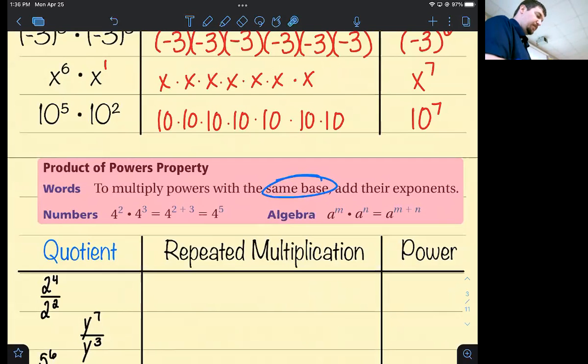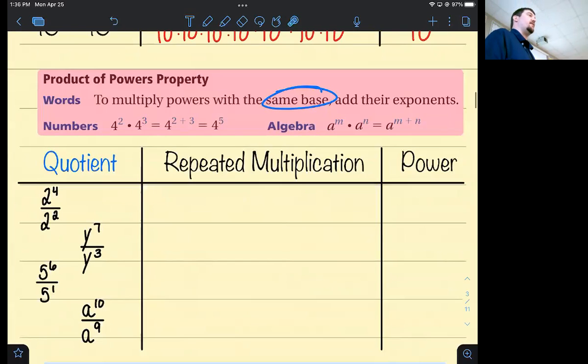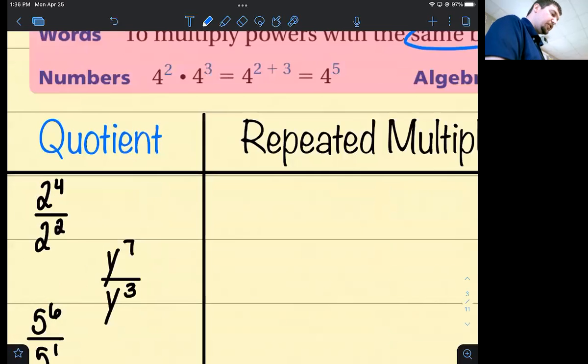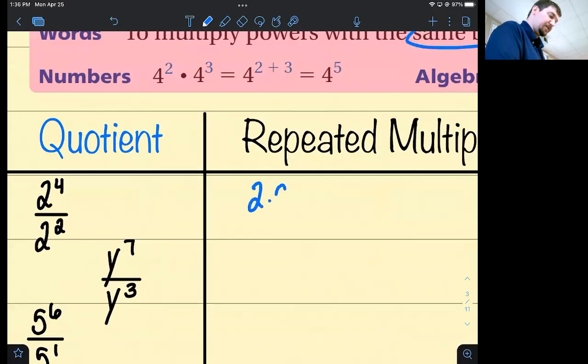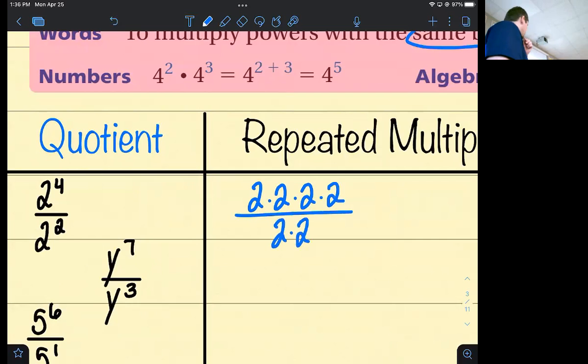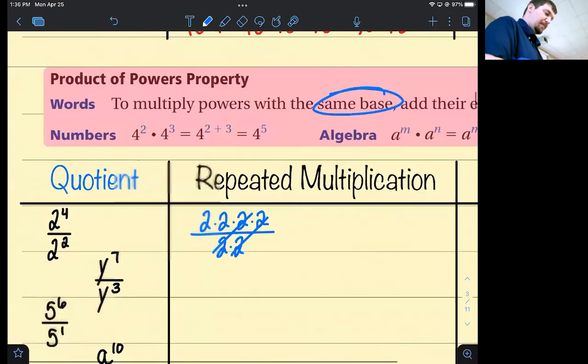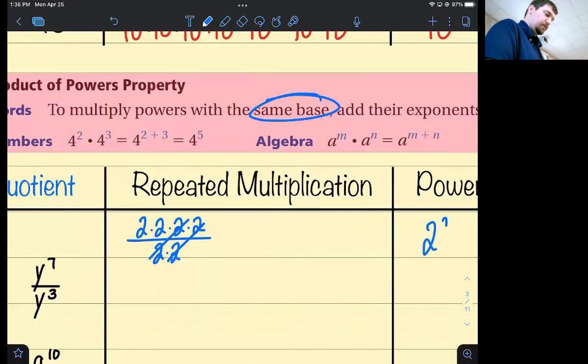Takes us to our next one, which is the quotient of powers property. This one's going to use some canceling. 2 to the 4th is 2 times 2 times 2 times 2. 2 to the 2nd is 2 times 2. This is my favorite one because I like canceling. Those 2's cancel out. I'm left with 2 to the 2nd power, which we know is 4, but we're going to write it as an exponent right now.